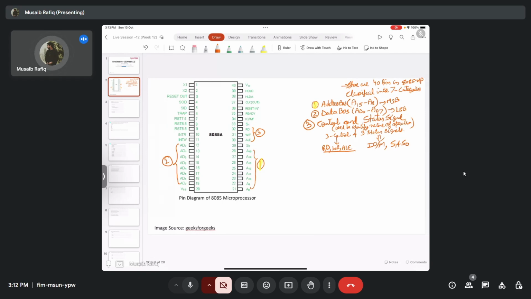So in the control and status signals, we have 6 pins total, 3 for control and 3 for status signals. The three control signals are RD, WR, ALE, and the three status signals are IO/M, S1 and S0. Then the fourth category we have here is power supply.